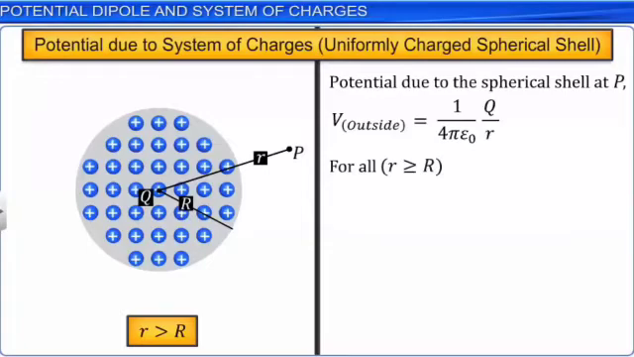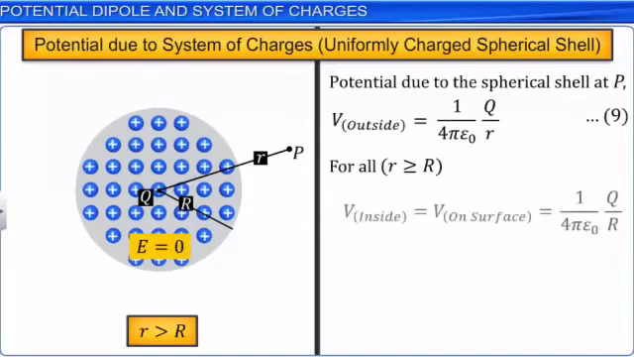Since the electric field strength E for all points inside the spherical shell is 0, the electric potential has to be constant for all such points. The electric potential at any such point which is inside the surface will be equal to the potential on the surface, and will be equal to 1 by 4 pi epsilon naught q by r.